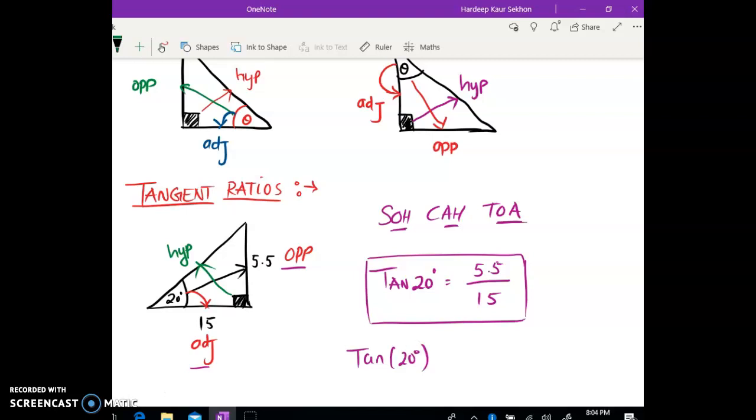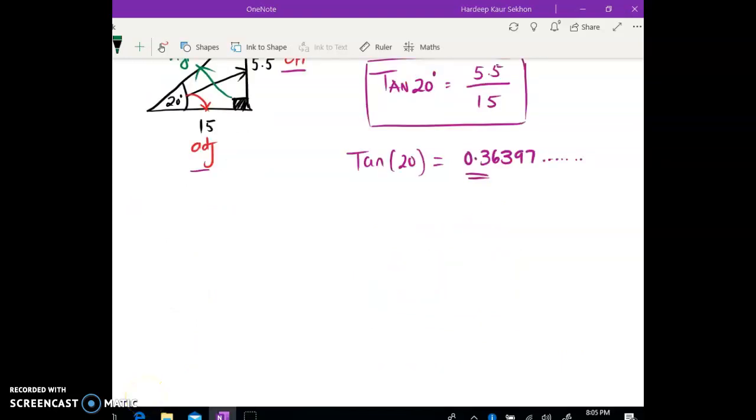Okay, just press tan, then 20. Your answer will show up on the screen. So it will be 0.36397 and so on. So try this one, put tan 20 into your calculator, see if this is the answer you get. Let's do some practice questions here.